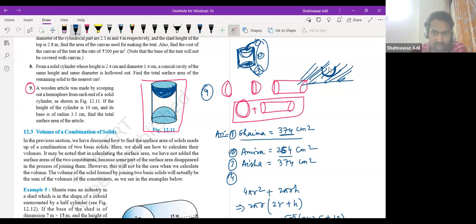So extra surface is created, right? If it is extra surface, then you will add that extra surface, not subtract it. Volumetrically, if you are calculating the volume, then that much volume has been removed, so in volume you subtract. But in surface, that surface is created. Extra surface has been created, so you have to add that surface. Clear? Yes, sir.